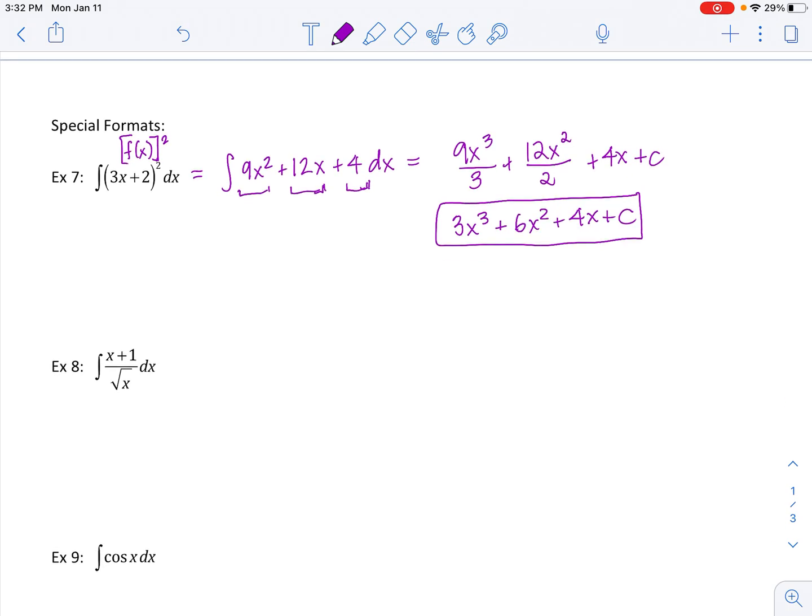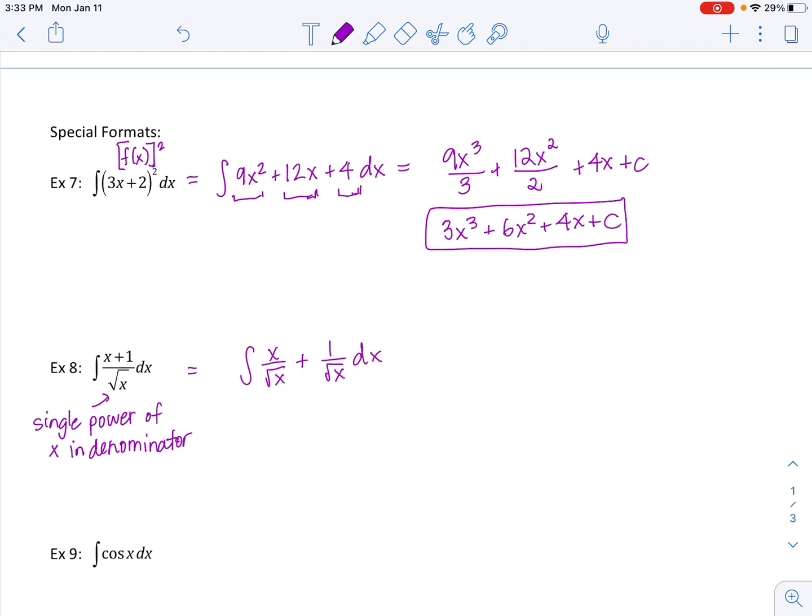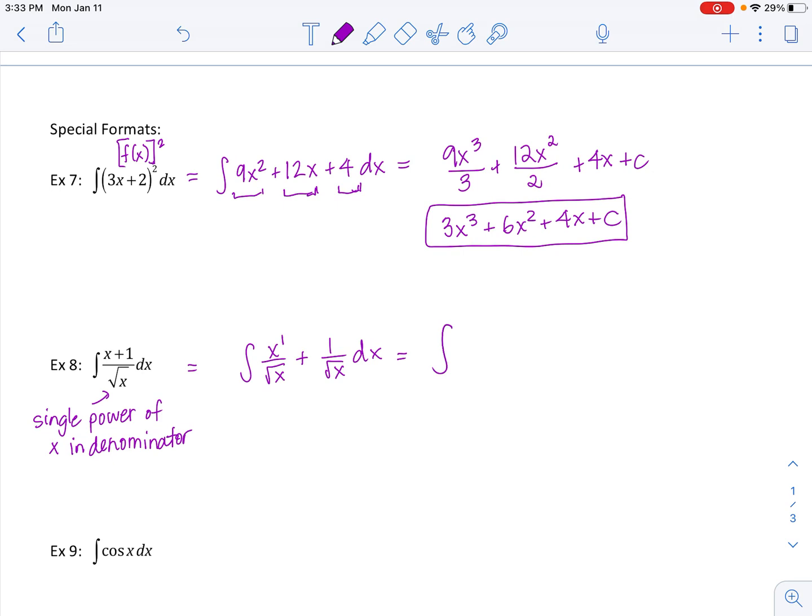Example 8 is a little difficult. Not too difficult, but it works your brain a little bit. You'll notice here we have a single power of x in the denominator. That's when you know to do the next step. When we have a single power of x, we're going to actually divide each term by it. Since I'm still simplifying, I'm writing my integral and my dx. I'm now going to simplify my powers using the rules of exponents. So I'm just rewriting everything as a power right now.